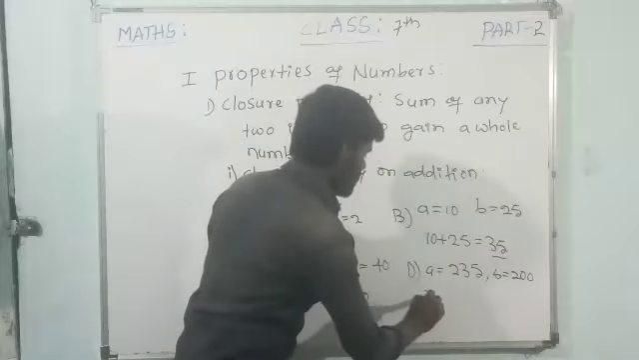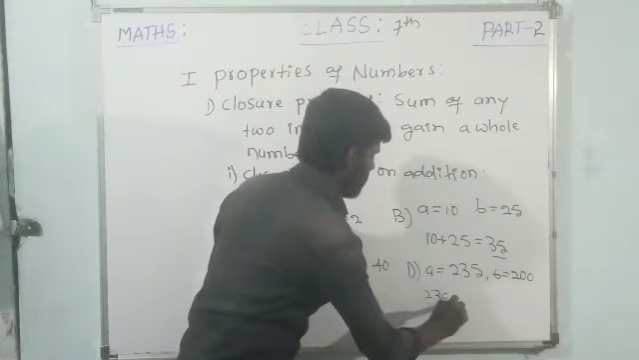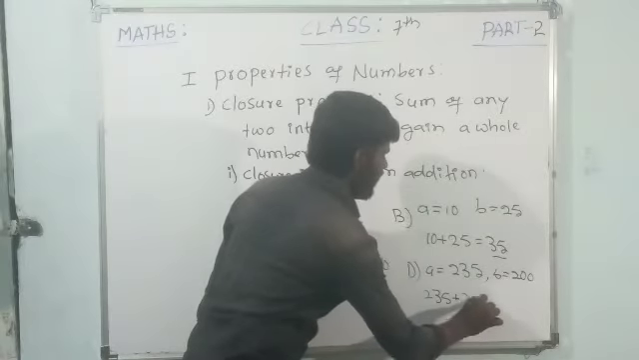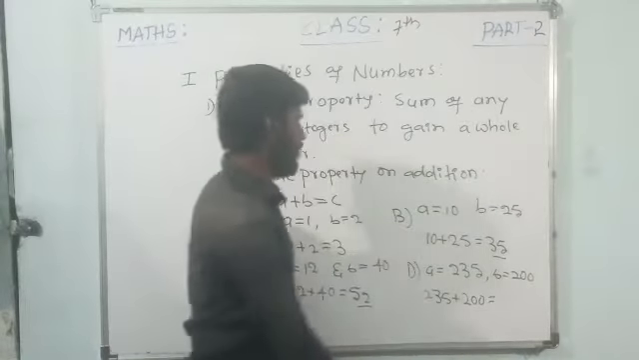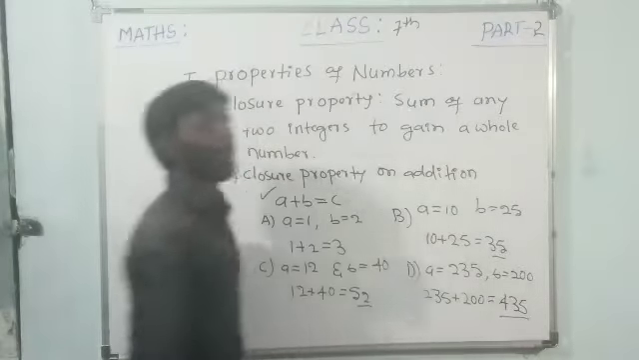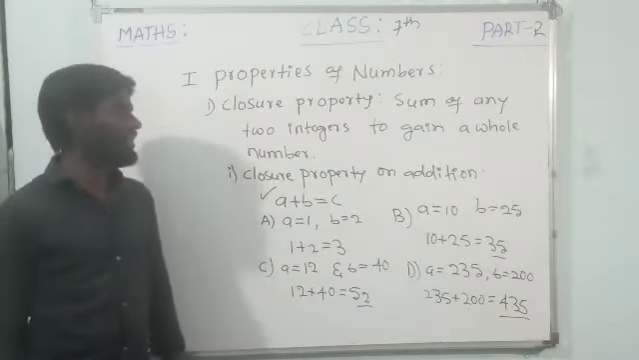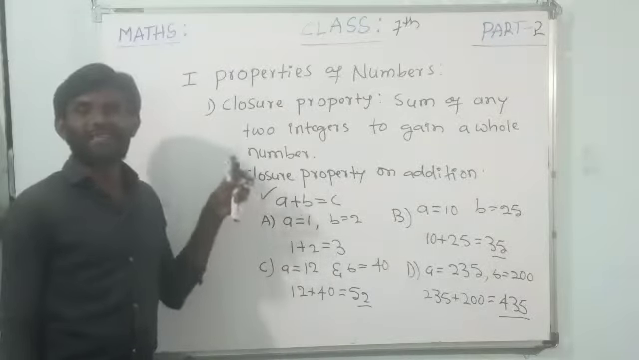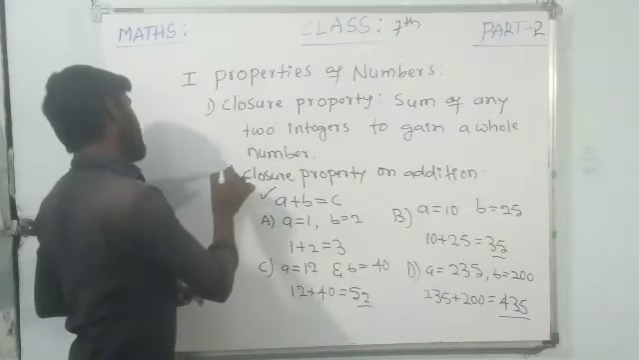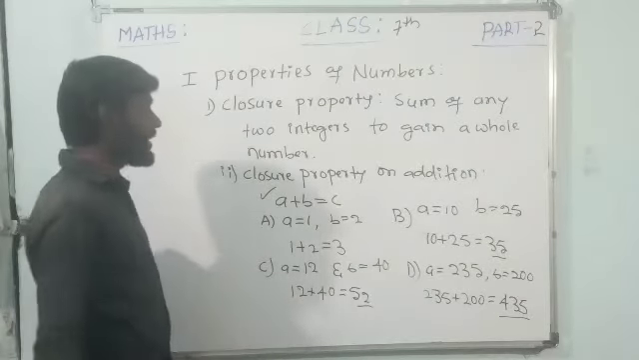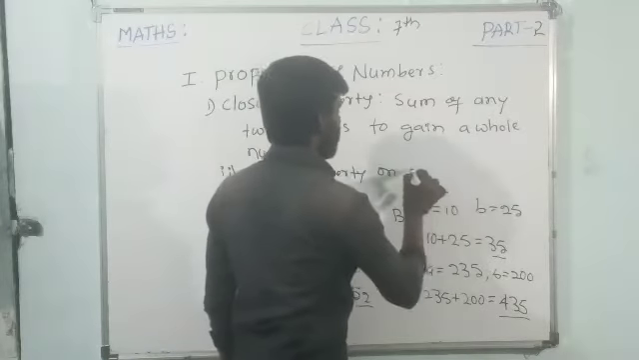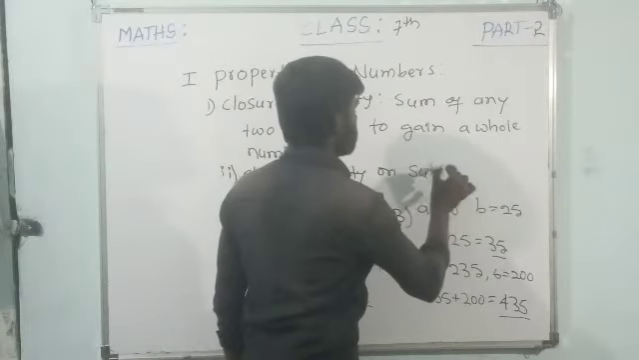235 plus 200 is equal to 435. 435 is also a whole number. I think, dear friends, this is clear. Okay, let us move to the second content, that is closure property on subtraction.